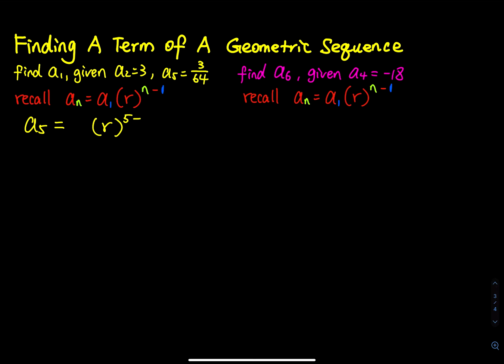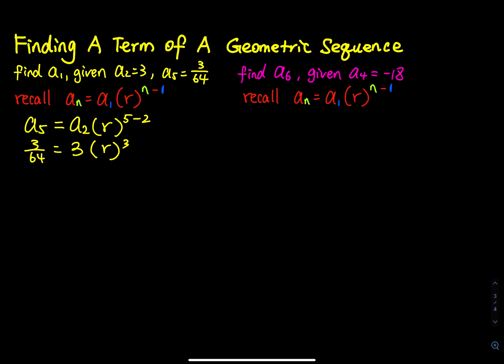So instead of a_1, do you see that I put the 1 in blue? This one is going to be a_2, and this is going to be 5 minus 2. So a_5 is 3 over 64, which equals a_2, which is 3, times the common ratio, which we don't know yet, raised to 5 minus 2. So we can totally solve for r.